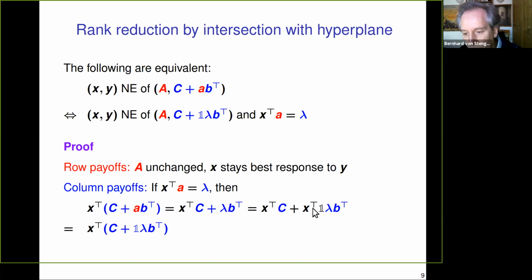And now I put the x transpose 1 here because this is a probability distribution. So x times the 1 vector is 1. So I can take it out again. So this is x times C plus 1 lambda B transpose. So that's a very simple proof of this equivalence. Straightforward, just a bit of algebra. So in a sense, I have replaced here the lambda with the average column payoff here. And that's what I use here all the time, the lambda.